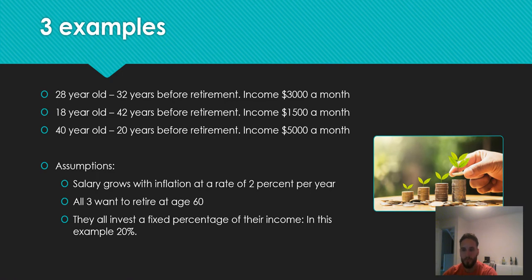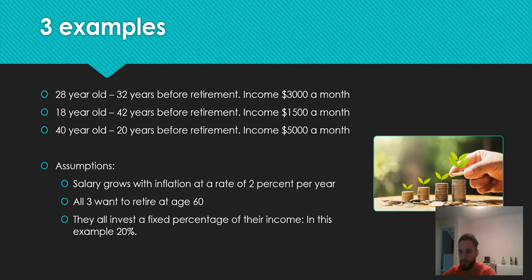We have 3 people. The first one is 28 years old, 32 years before retirement, and has an income of $3,000 a month. You could say that this first person is me. I'm 28 years old, and this is more or less my income. Second person is 18 years old, has 42 years before retirement, but has only just finished school, so is only earning $1,500 a month. And we have the third person, which is 40 years old, which has 20 years before retirement with an income of $5,000 a month.